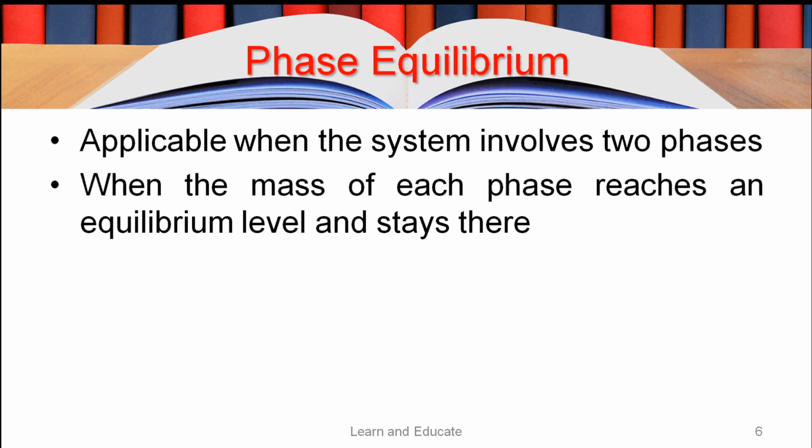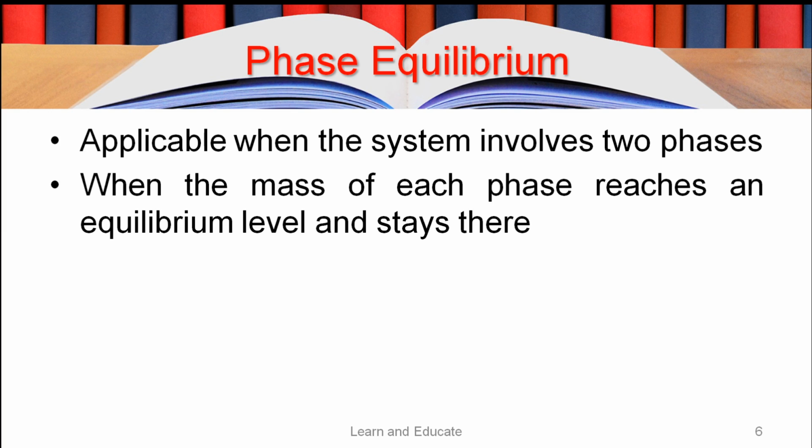Now coming to the fourth category, the last one, this is important only in the case of substances which are situated in two phases. For example, an ice cube floating in water. When the mass of each phase reaches an equilibrium level and stays there, we can say that this mixture of the two phases of the same substance is in phase equilibrium. So this is important only when we are discussing two phases.